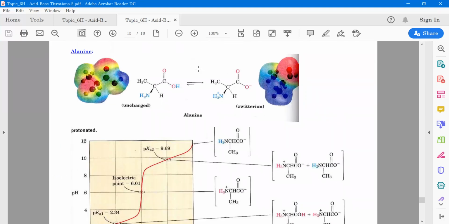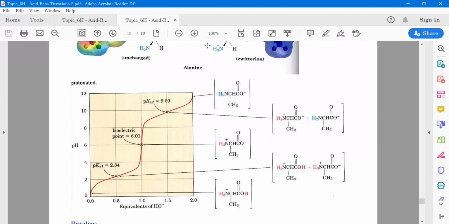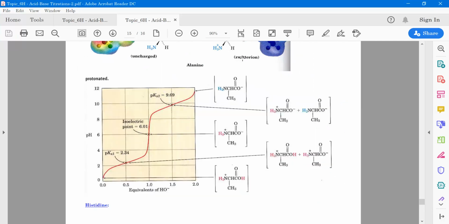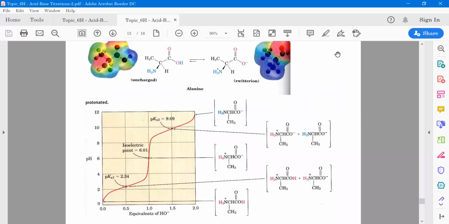Now we're going to end with just one final example of something that is an example of an interesting kind of multiprotic compound, and that's an amino acid. We're going to look at just one of them, a very simple one, alanine. Alanine is one of the what are called essential amino acids for mammalian life.